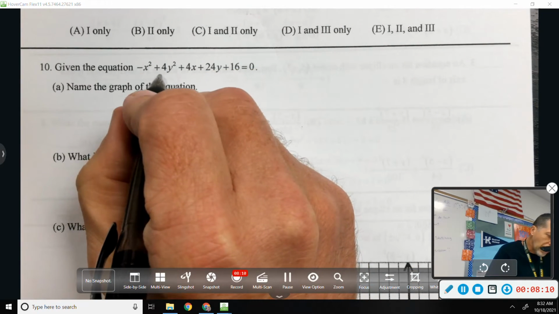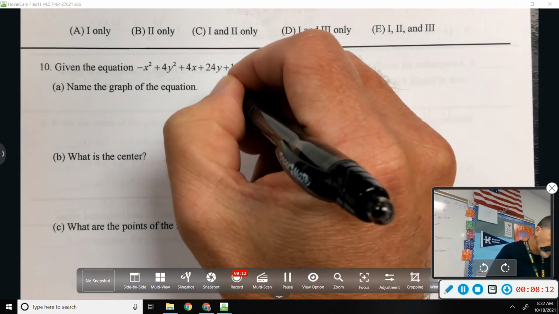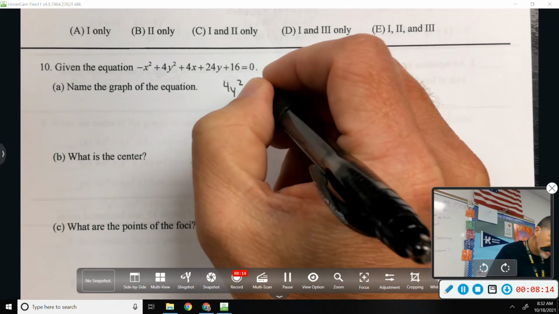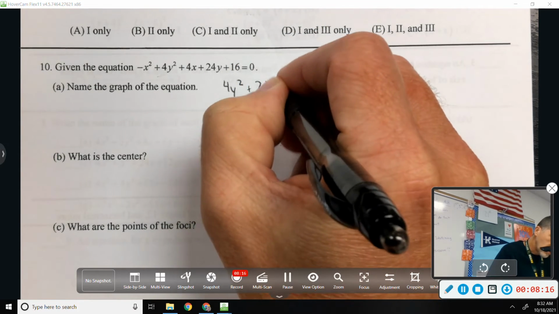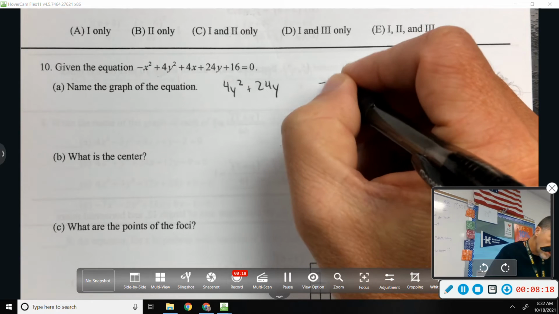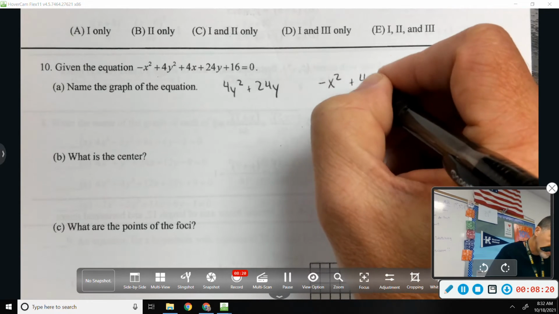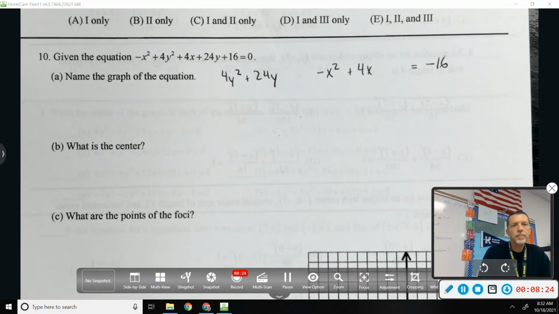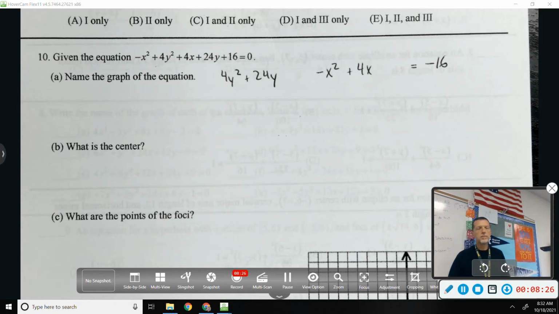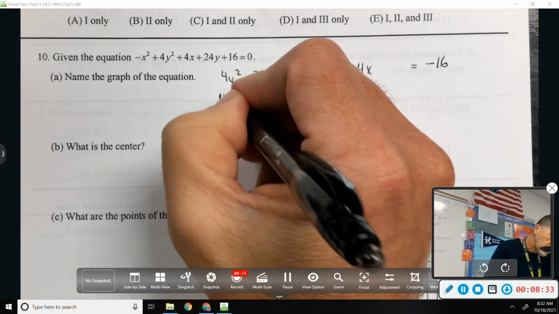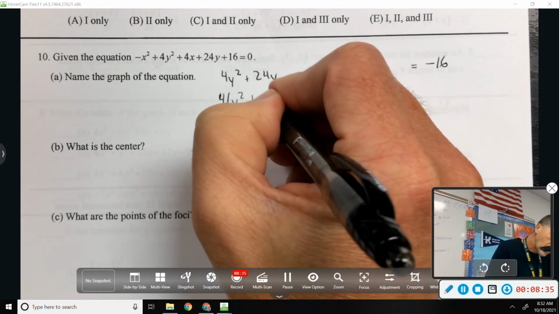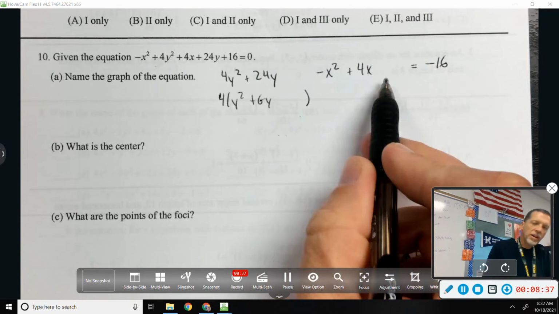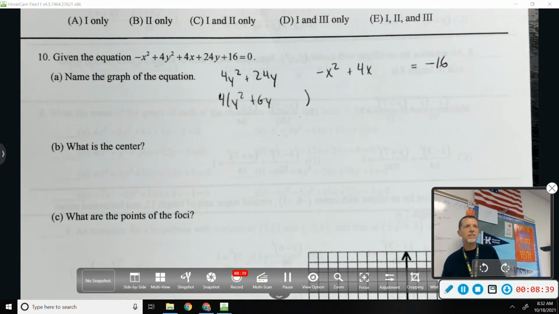Let's see. The y looks positive, so I'm going to put the y stuff first. 4y squared plus 24y minus x squared plus 4x equals -16. That's just rearranging, getting it ready to work the problem. Let's factor out a 4. How about of the x stuff, what should we factor out? Negative.